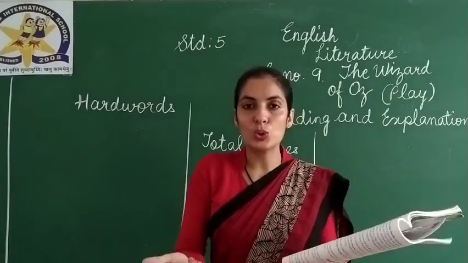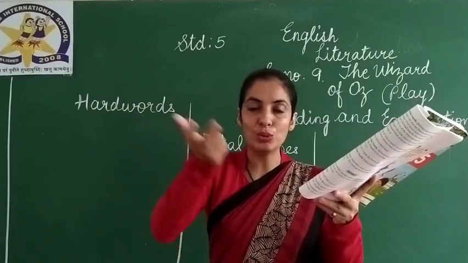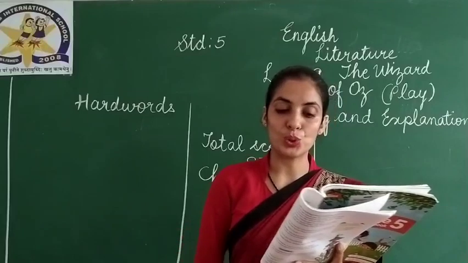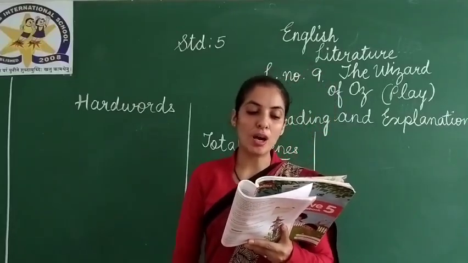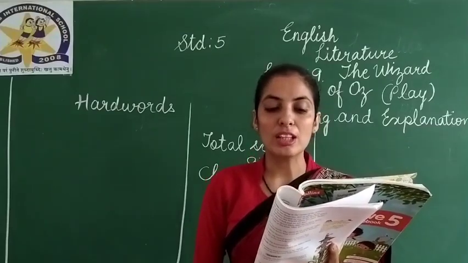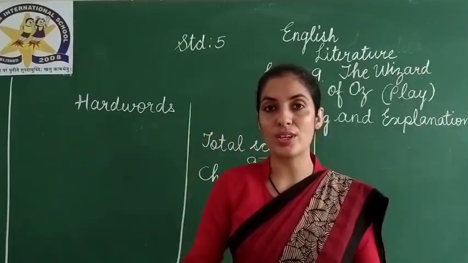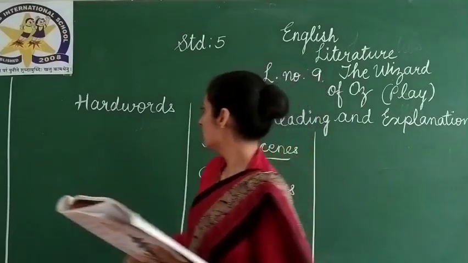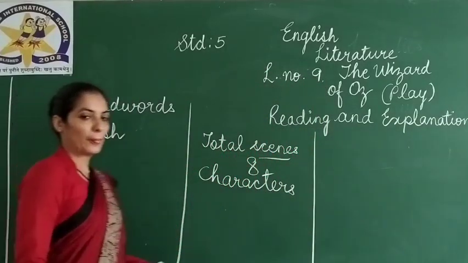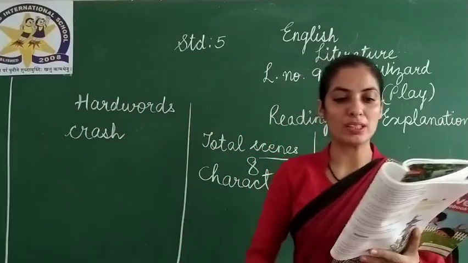It picked the house right up off its foundation, with Dorothy and Toto still inside. Means the house was lifted up, and who was inside the house? Dorothy and her dog Toto. It carried them high into the sky. After several miles, the house landed with a crash. Crash means hit or big blast.